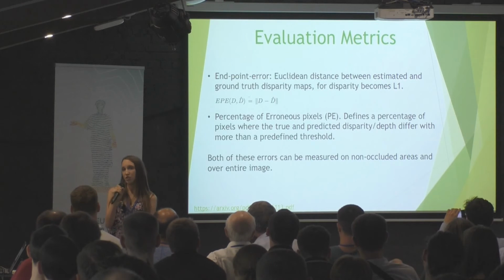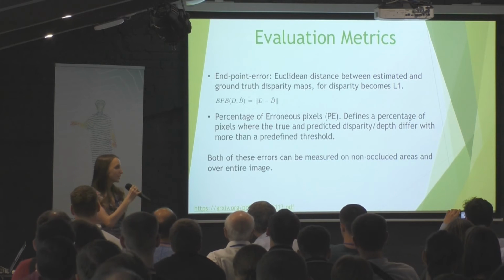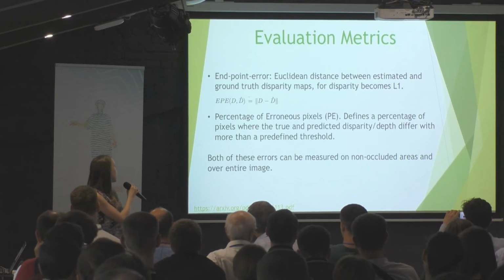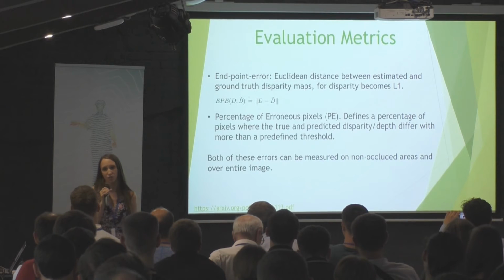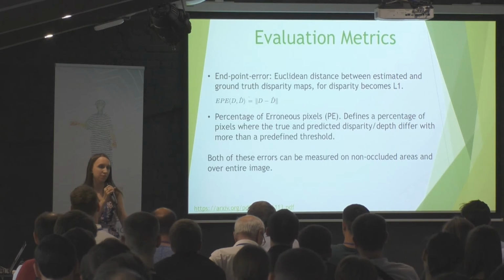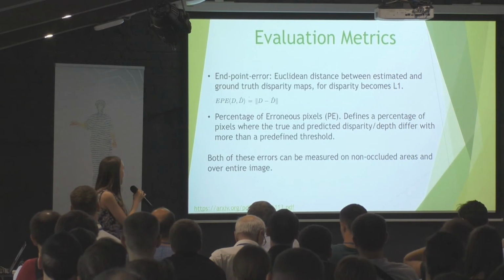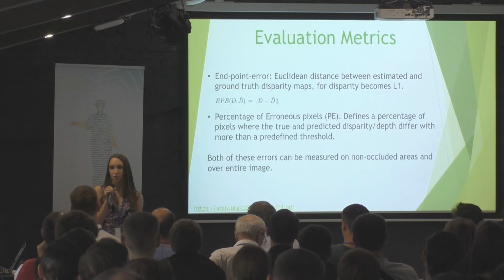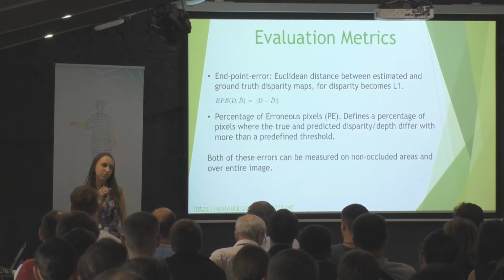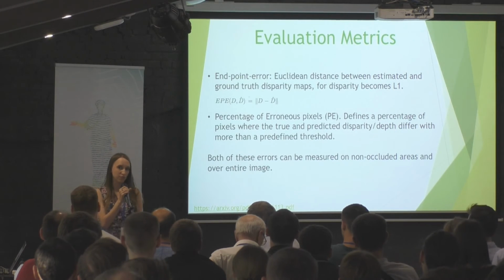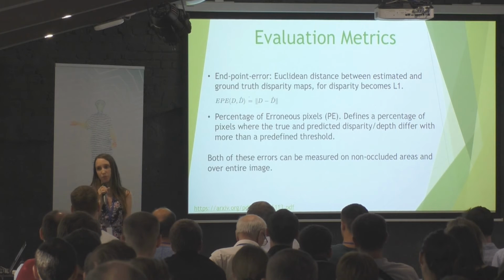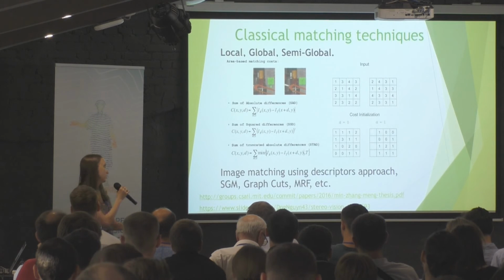In terms of evaluation metrics, I'll be showing you some results. It's endpoint error, so you can think of it as just L1 distance, because we have already rectified images, and percentage of erroneous pixels. So you specify some threshold, and you want your results to be within the range of this threshold. It's just the difference between the ground truth disparity map and the ones you've predicted.